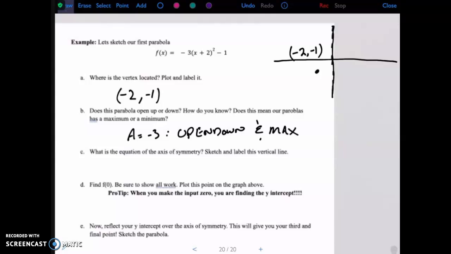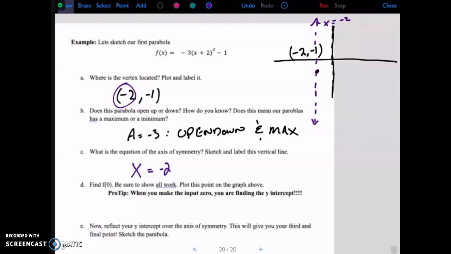What is the equation of the x-symmetry? Sketch and label it. So the x-symmetry here is going to be x equals, it's going to be this line that cuts through the vertex. Remember, the vertex is at the bottom or the top of the parabola. So anything on the left and right is going to be symmetric. And this is going to be the equation x equals -2. Whatever the x value is in our vertex is going to be the equation of the x-symmetry.